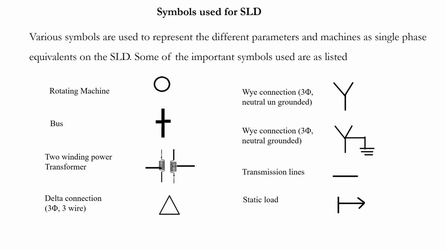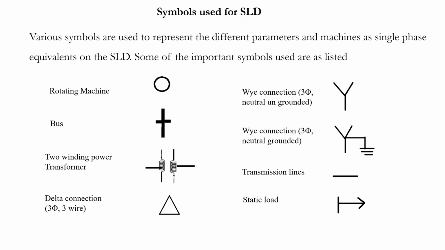Let us see what symbols we use in SLD. Various symbols are used to represent the different parameters and machines as single phase equivalents on the SLD. Some of the important symbols used are listed here. The rotating machine is usually represented as a circle, and the bus is represented as a line which has the interconnections. A two-winding transformer is shown with a primary side and secondary.